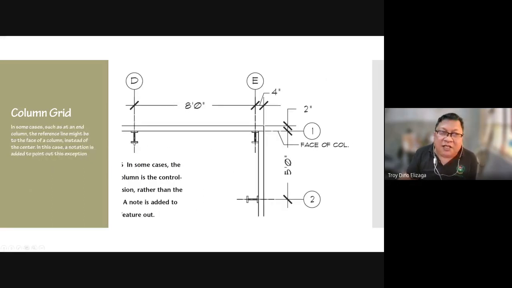In some cases, such as at ends of columns, the reference line might be to the face of a column instead of the center. In this case, a notation is added to point out this exemption. Now, the column here is made of steel, so this is the face of the column. But the rest are labeled in the center.